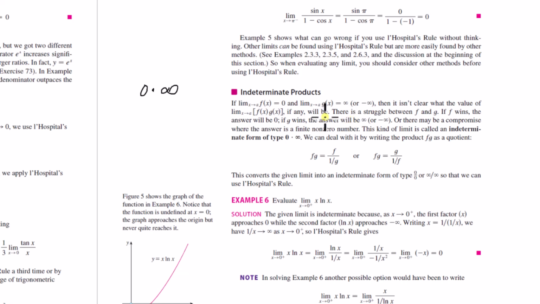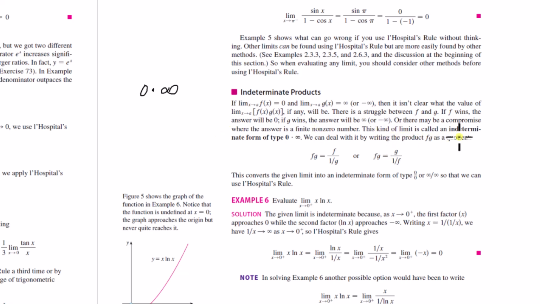Because if this is f and this is g, there's a struggle between f and g. If f wins, the answer will be 0. If g wins, the answer will be infinity or negative infinity. Or there may be a compromise where the answer is a finite non-zero number, right? It depends on how fast this is approaching infinity and how fast this is approaching 0. If this is approaching 0 much faster than this is approaching infinity, then this whole limit will go to 0. If this is approaching infinity or negative infinity much faster than this is approaching 0, then that limit will go to negative infinity or positive infinity. Or there could be a compromise where you get a finite number.